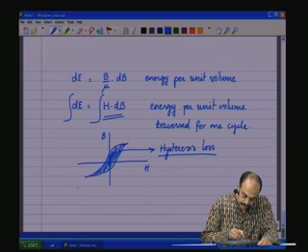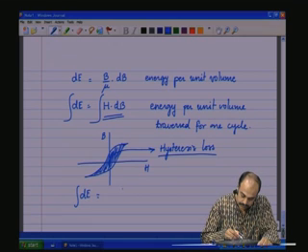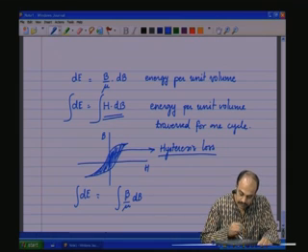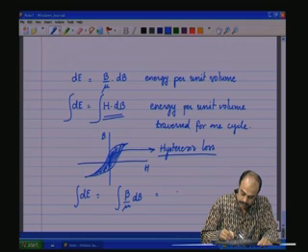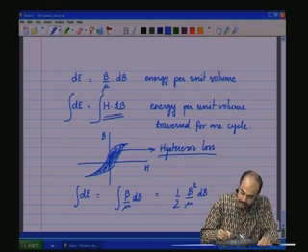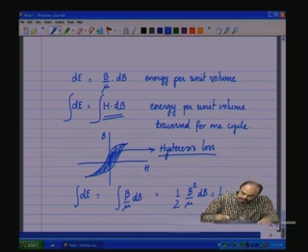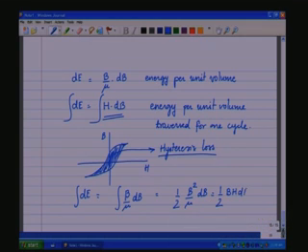So, therefore, the integral of dE is equal to the integral of B by mu dB, which is equal to half B square by mu, which is equal to half BH. Sorry, after integrating, half BH, half BH.